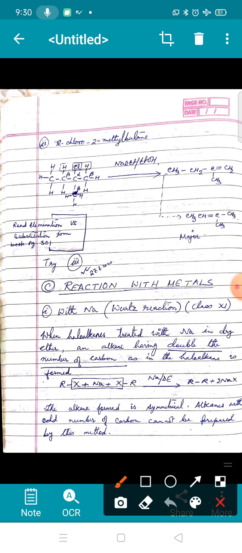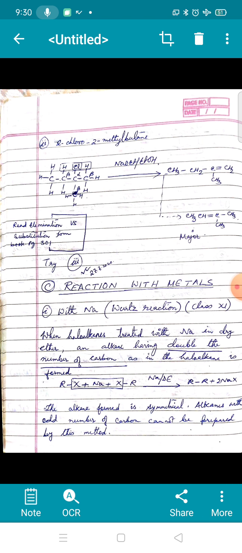The alkane formed is symmetrical. An alkane with an odd number of carbons cannot be prepared by this method. To get an odd number of carbons, you have to take 2 dissimilar haloalkanes, and you will get many other products together with the alkane of your choice. Okay, so that is why it is not wise to prepare unsymmetrical alkanes by Wurtz reaction.